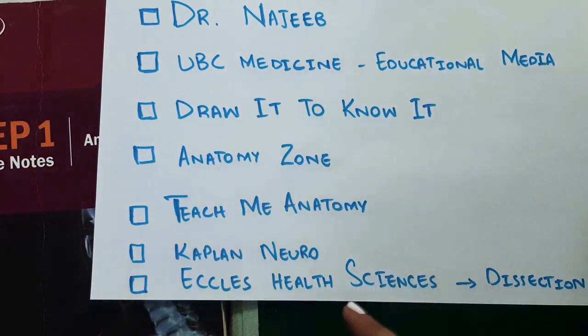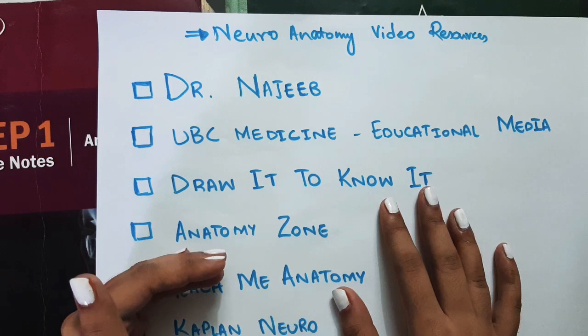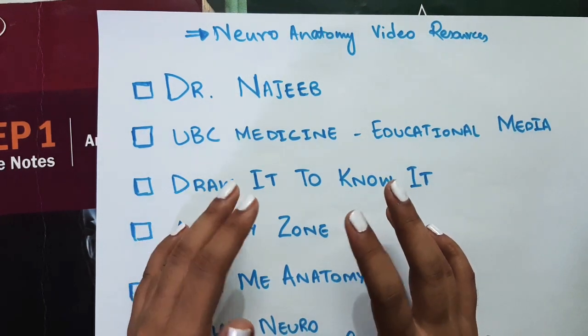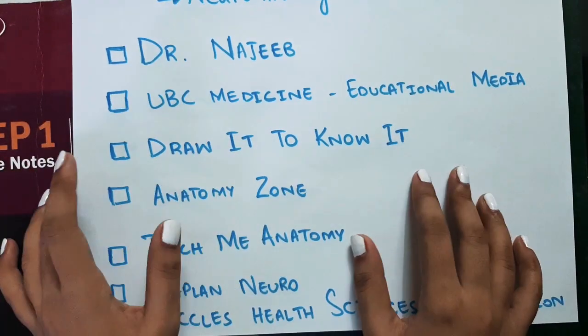So basically, in the video section, I recommend you have a holy grail video resource from which you can understand the topic, and then a dissection series so that you can remember the topic really well and you can picture it in your brain. So yeah, these are all the video series that I recommend.